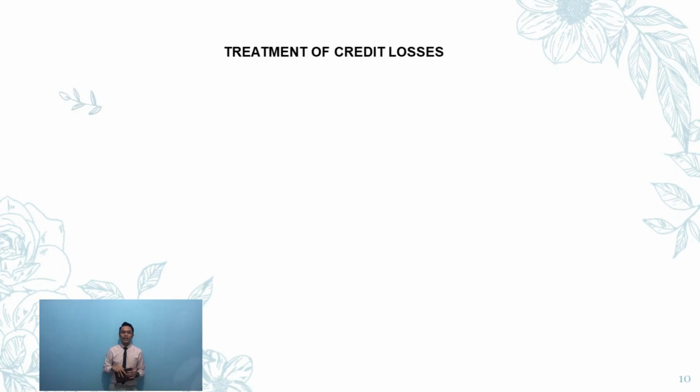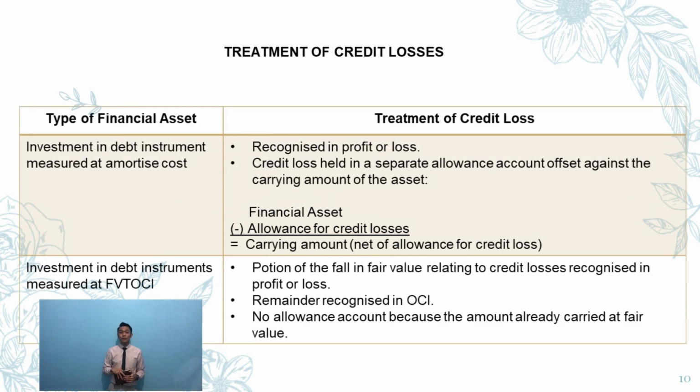Like Zack and all the audience, here I bring to all of you the treatment of the credit losses, how the company treats the credit losses. Here I divided it into 2 groups. The first one, when the financial asset has been measured at amortized cost. The second one, when the financial asset has been measured at fair value through other comprehensive income, FVOCI. We take a look first when the company measures at amortized cost.